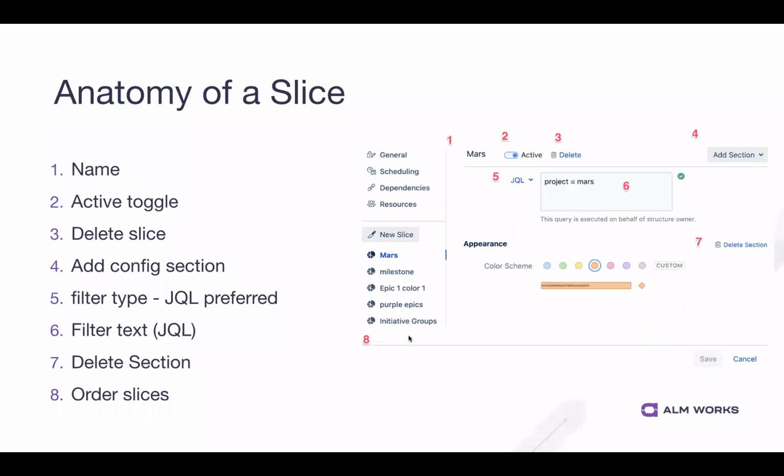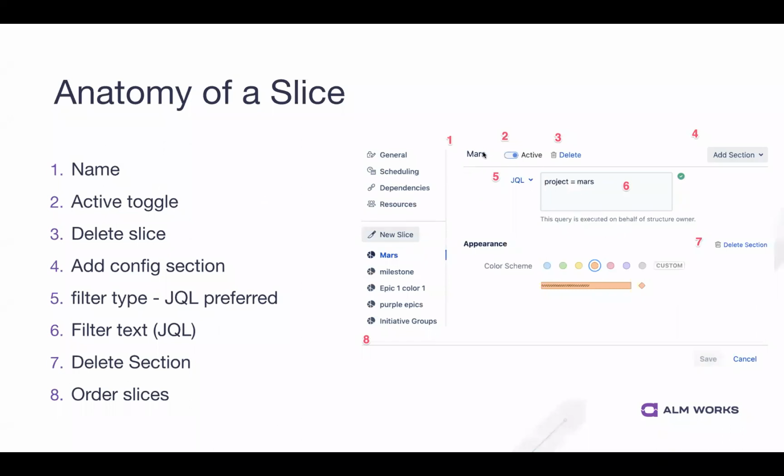So ultimately, when we have multiple different teams or different groups that need to be treated differently, we're going to be using slices. A slice is a way to customize our configuration for a subset of issues. And this is basically what the slice menu looks like. I just want to explain what the different parts are.